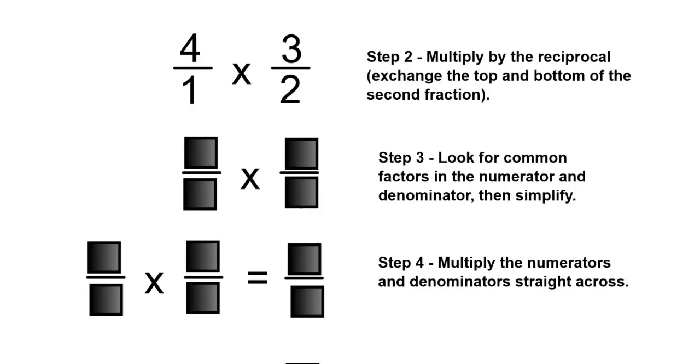A common factor of 4 and 2 is going to be 2, so we can divide 4 by 2, and we can divide 2 by 2. The 1 and the 3 will stay the same. 4 divided by 2 is 2, and 2 divided by 2 is 1.